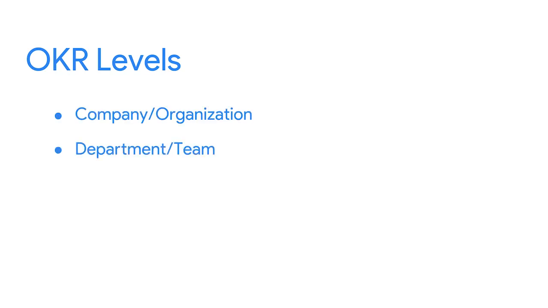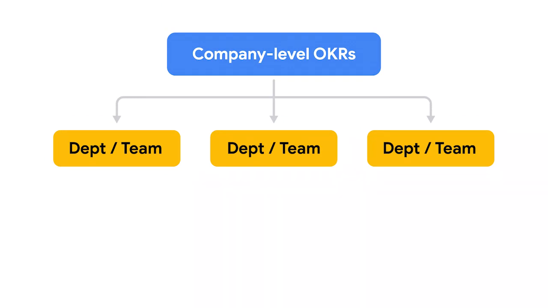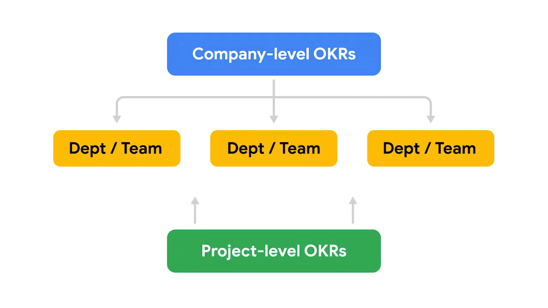So how do OKRs work in practice? And how do you use them to manage a project? Organizations often set OKRs at different levels, such as the company level, department or team level, and project level. Company-level OKRs are commonly shared across an organization so that everyone is clear on the company's goals. They are usually updated on an annual basis to help drive the organization in the direction it wants to go. These high-level OKRs support the mission of the organization. Project-level OKRs should support and be aligned with company-level OKRs.